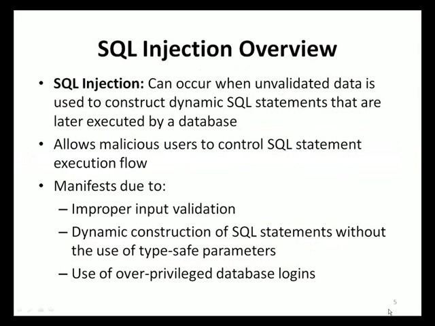SQL injection vulnerabilities are one of the most commonly encountered application security vulnerabilities today. SQL injection can occur whenever unvalidated data is used to construct dynamic SQL statements that are later executed by a database. This type of vulnerability can give malicious users the ability to control the execution flow of the affected SQL statements. With this ability, malicious users can execute unauthorized commands using the database privileges granted to your application.